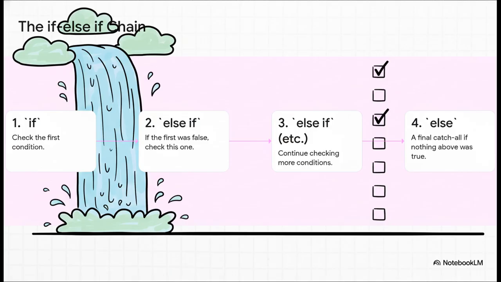And this is where the if-else chain comes in. You can think of it like a waterfall, or maybe a checklist. The program starts at the very top and checks the first if. If that's not true, it just moves on to the next else if. And it keeps on going down the line until it finds a condition that is true. As soon as it finds one, it runs that block of code and then, this is important, it skips the rest of the chain completely.